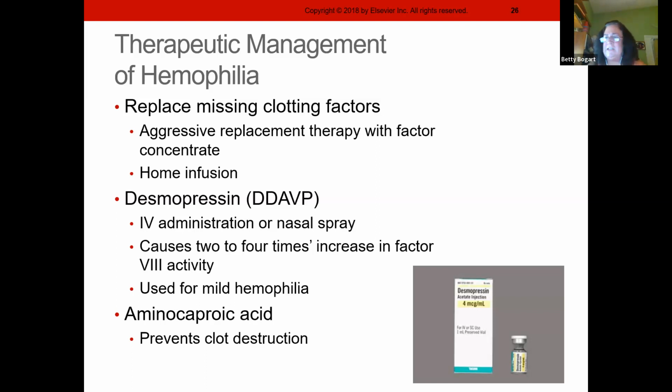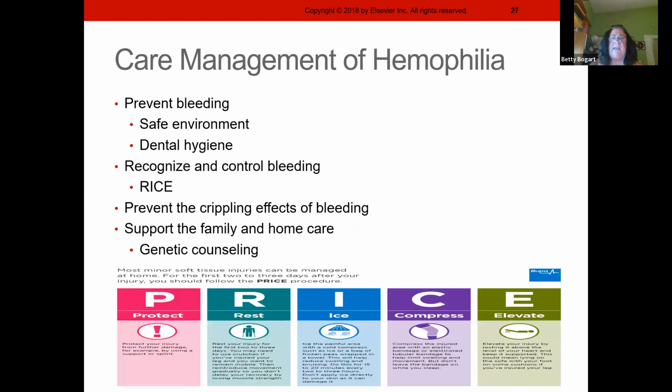Now, usually it's clotting factors we have to use to stop factor 8, factor 9, von Willebrand. Sometimes, though, as I said, some of them are milder, and sometimes we could use a nasal spray. It's desmopressin, DDAVP. It's used also for diabetes insipidus, which decreases urine, but also it helps with hemophilia. So it's something that could be used. And then there's aminocaproic acid, and it's another thing that the children will also be taking.